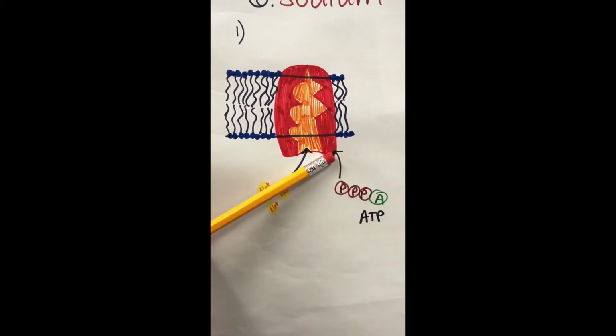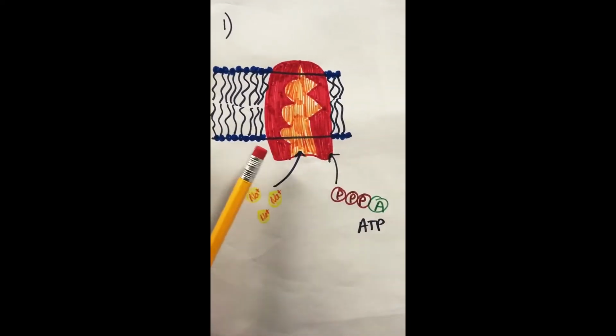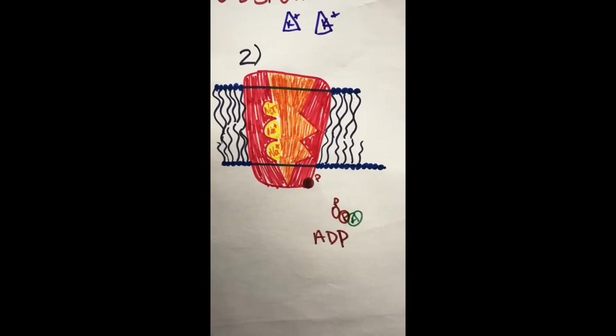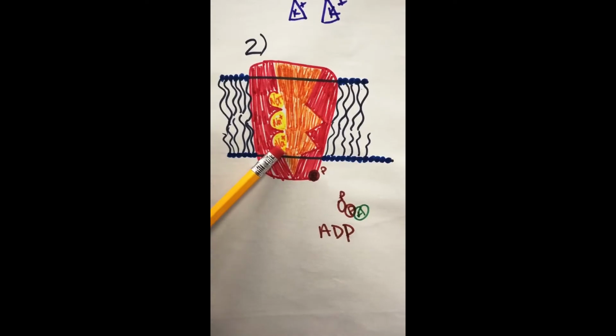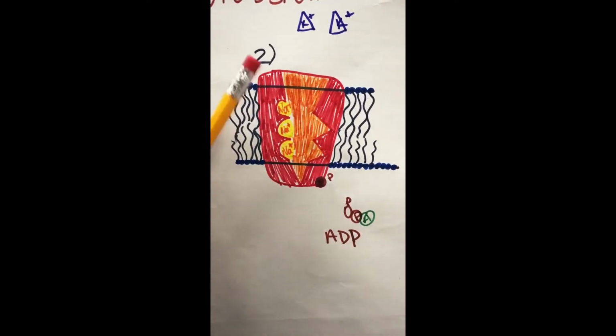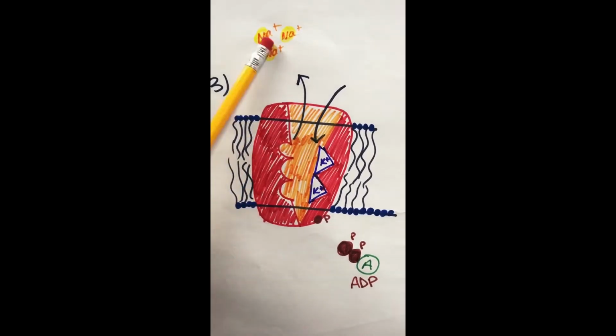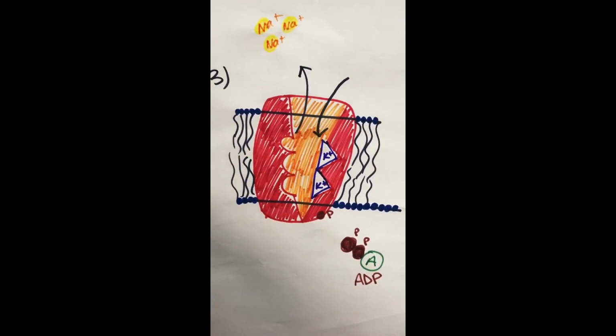ATP binds with its binding site, which causes the pump to open and allows sodium ions to flow in. Next, the sodium binds to its binding sites inside the pump, which causes the other side of the pump to open. Next, sodium flows out and potassium flows in.